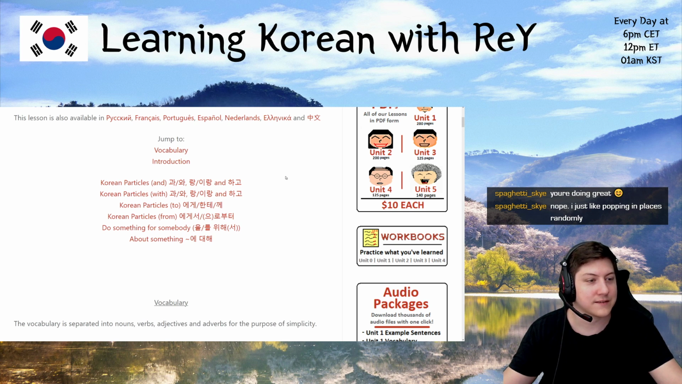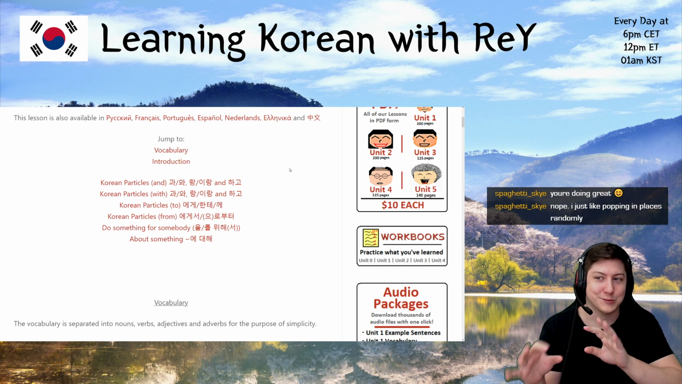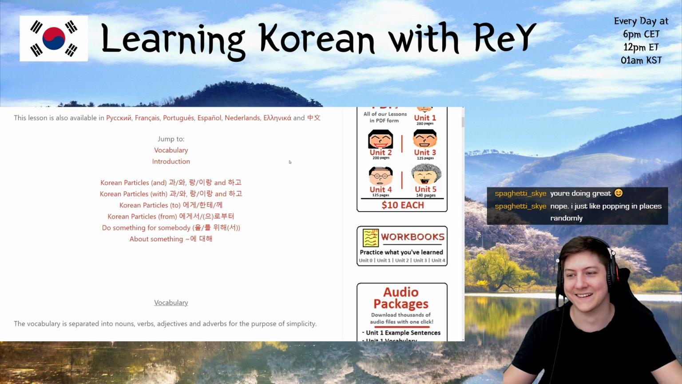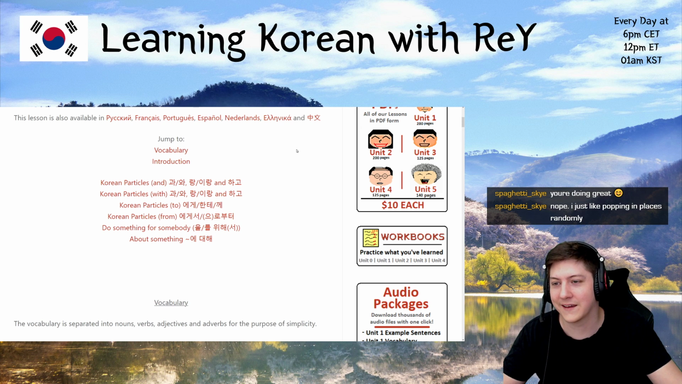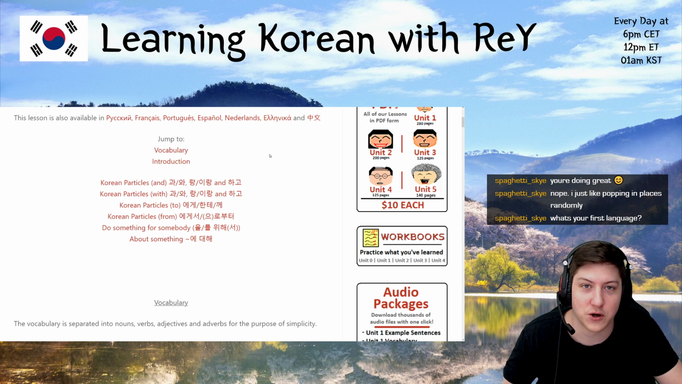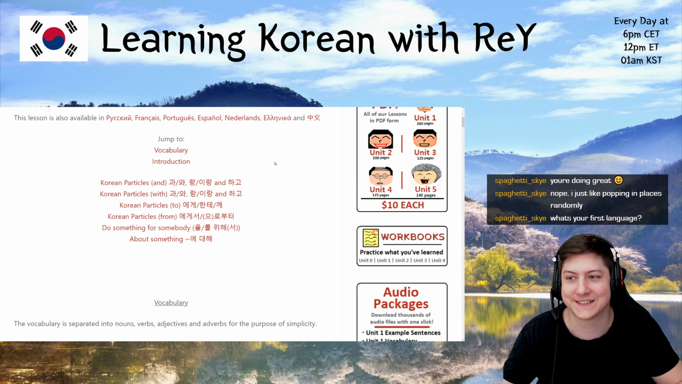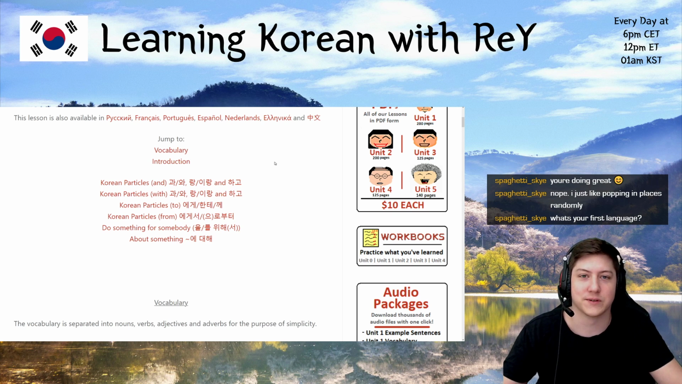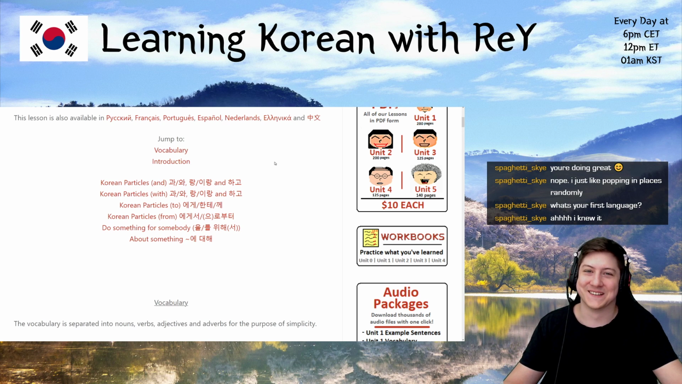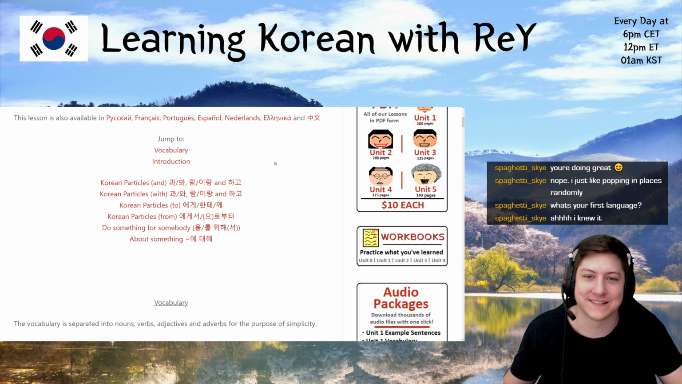Nope, I just like popping in places randomly. That's nice. So, is it completely randomly, or is it at least related to Korean or language learning? What's your first language? My first language is German. Second language, I guess English is my second best language, and now I'm learning Korean. Yeah, the accent is always there. Very strong accent.